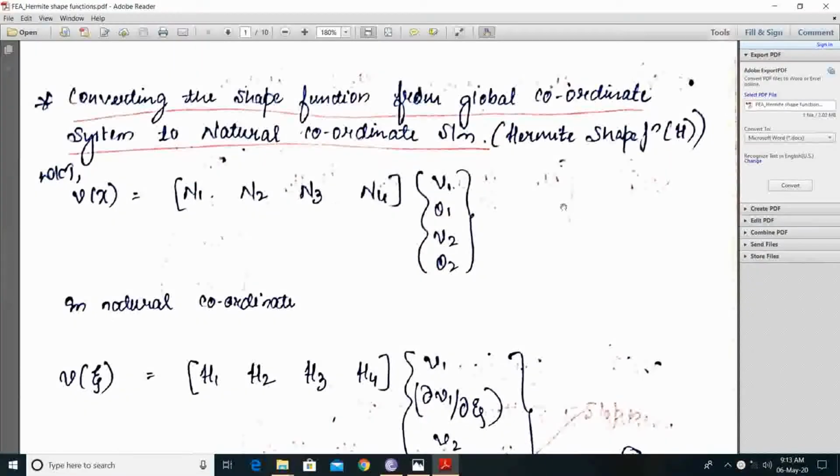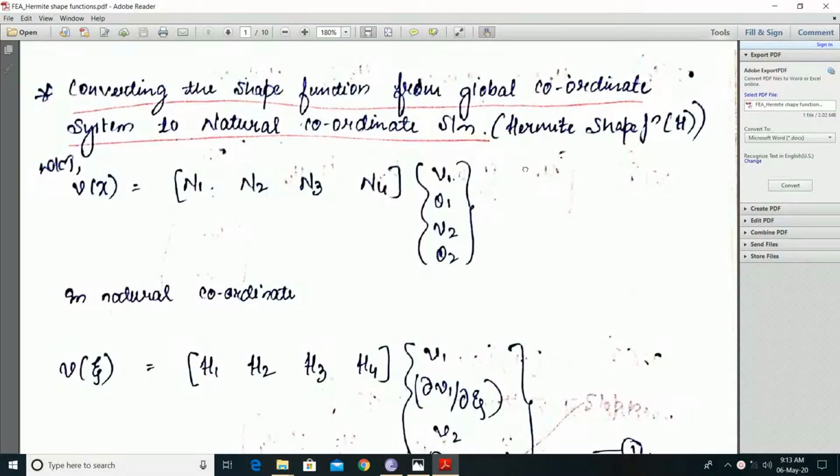Hello. In the last class, we have seen the derivation of shape function for beam element in terms of global coordinate. In today's class, we will be deriving shape function for beam element in terms of natural coordinate. So we call it as Hermite shape function. Whenever in the exam it is asked to derive the Hermite shape functions for beam element, you are supposed to derive it in terms of natural coordinate.